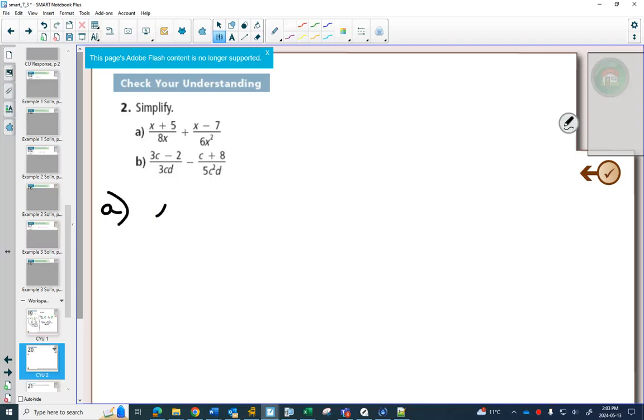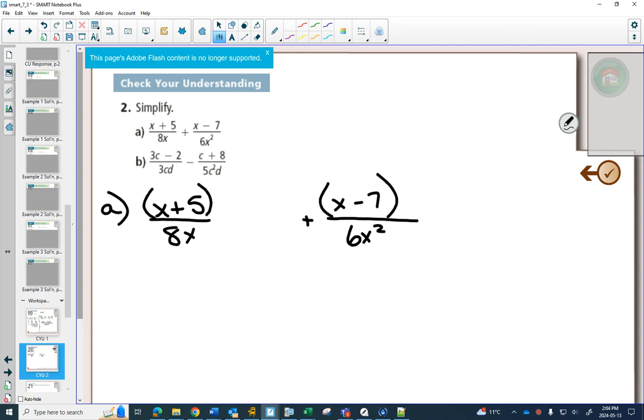Same idea in example 2, except now we have more variable stuff than we did before. I'm going to leave a space. Sometimes you have to leave quite a bit of space. And since these are adding and subtracting, I'm going to group them together in brackets. There's nothing I can simplify.